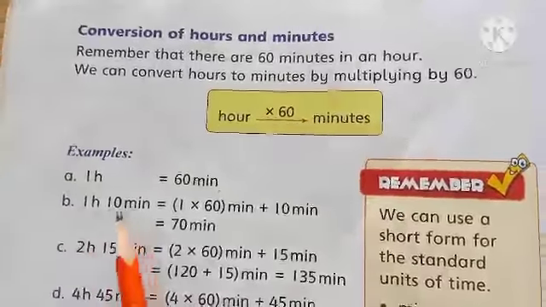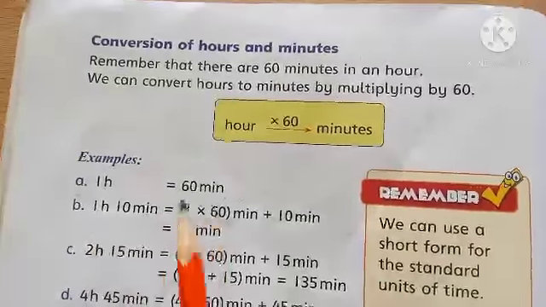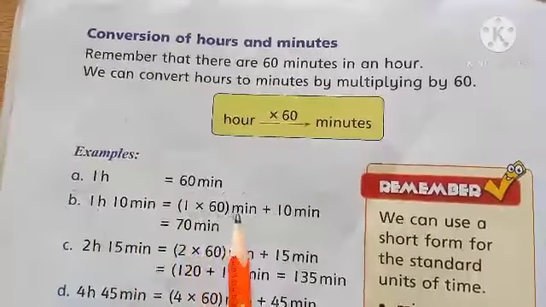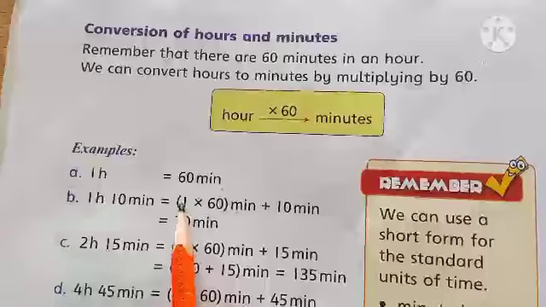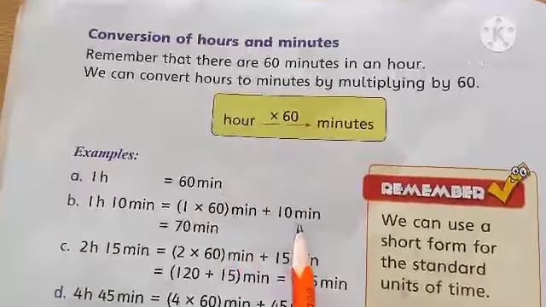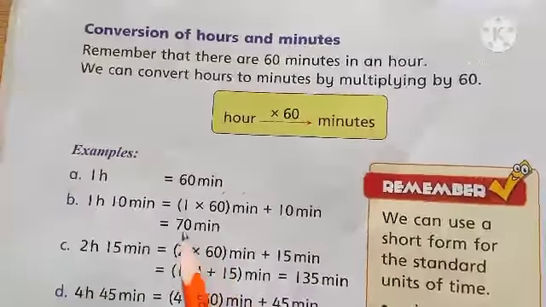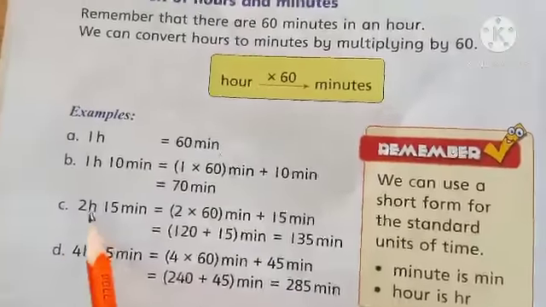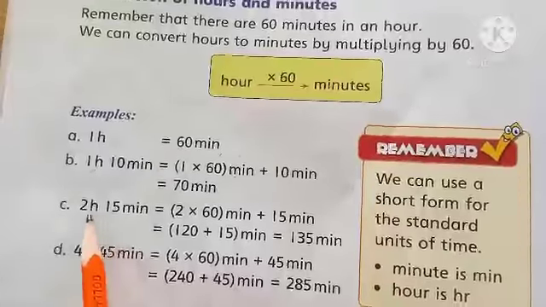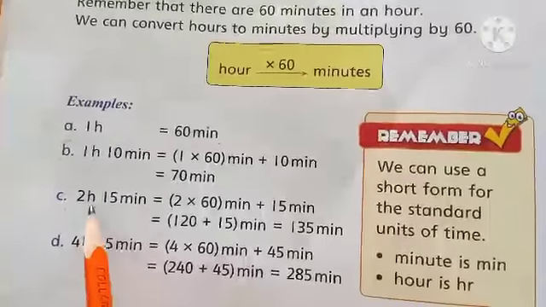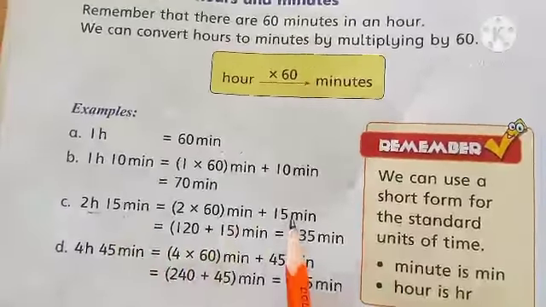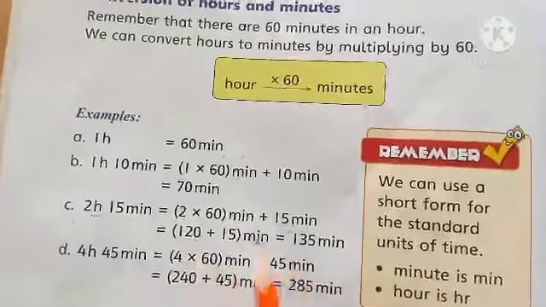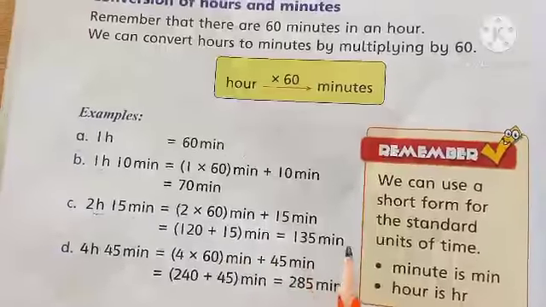The next part B, 1 hour 10 minutes. We will multiply 1 by 60 minutes plus 10 minutes. 1 by 60 is 60. 60 plus 10 is equal to 70. So there are 70 minutes in 1 hour 10 minutes. The next part C, 2 hours 15 minutes. Here we have to convert the hours into minutes. So we will multiply 2 by 60 and the 15 minutes will come as it is. 2 by 60 will be equal to 120. 120 plus 15 is equal to 135 minutes.